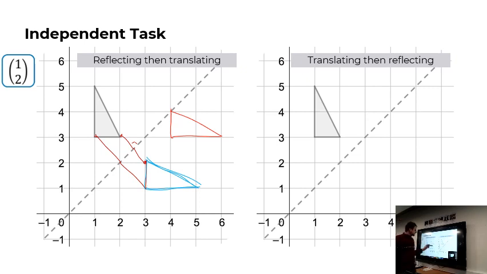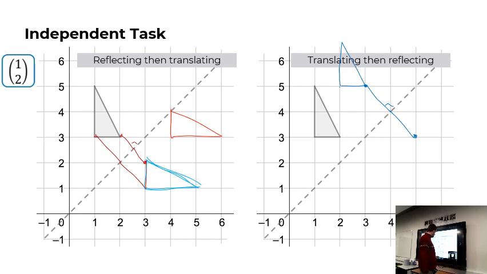Now I'm going to do translation first, so it's going to be 1 unit to the right and then 2 units up. So right here, and this point here, 1 unit to the right and 2 units up. So let's draw it, and the third one will be the same. And now I'm going to reflect it. So look at this point here, I'm going to hit the mirror line at 90 degrees, and then I'm going to continue.